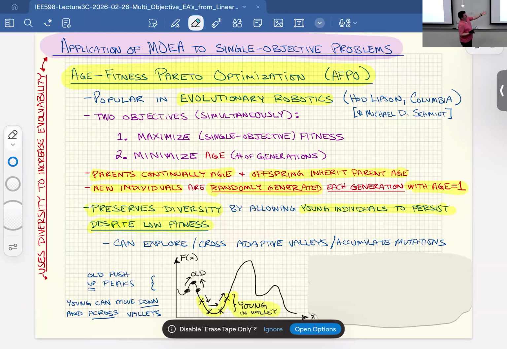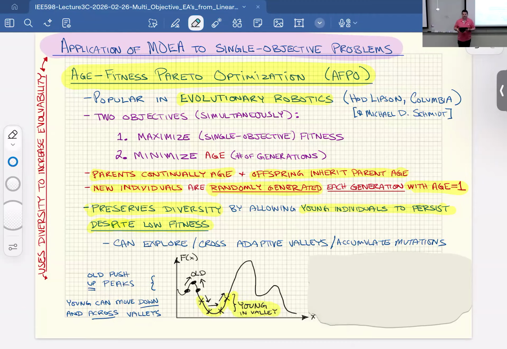So that's just sort of summarizing. This preserves diversity by allowing young individuals to persist. So it allows us to, and this is an idea that we'll see come up a couple of times, cross adaptive valleys.